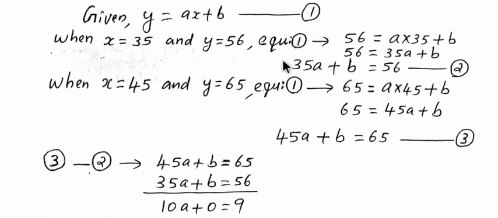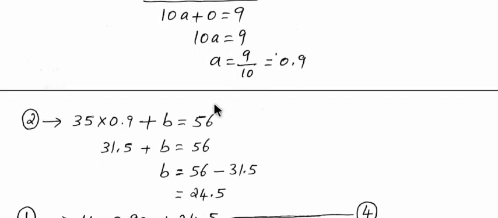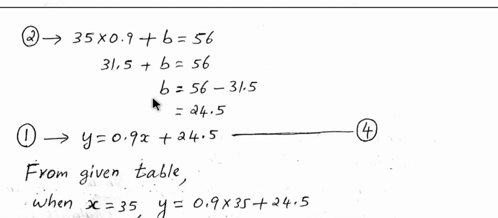Equation number 2 gives 35 into a, which is 0.9, so 35 into 0.9 plus b is equal to 56. Then simplify. 35 into 0.9 is 31.5, so 31.5 plus b is equal to 56. Therefore, b is equal to 56 minus 31.5, taking 31.5 to the right side. 56 minus 31.5 is nothing but 24.5. Therefore, this is the value of b.